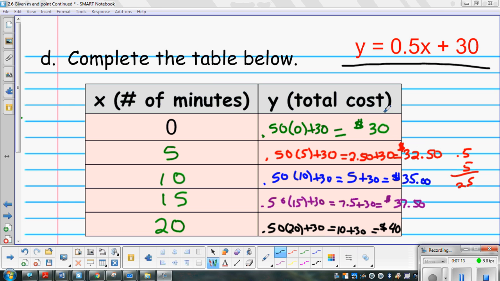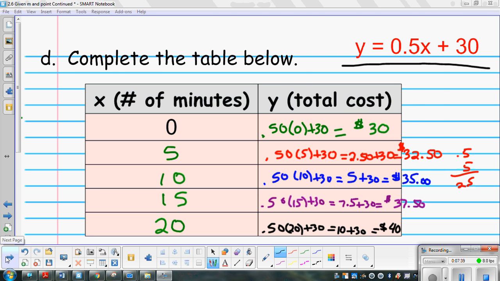So it's essential that you have these values. We have the 0, 30, the 5, 32.50, so we'll do some estimating in a minute. And then we have when x is 10, y is 35, when x is 15, y is 37.50, and when x is 20, y is 40. We are going to take those values now for letter E and we're going to graph them. So make sure you have this table filled in.